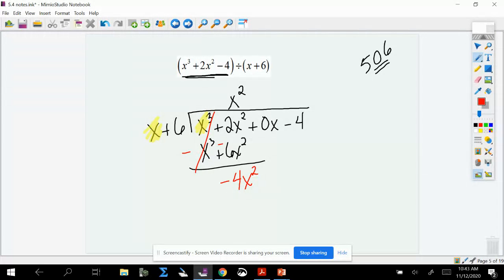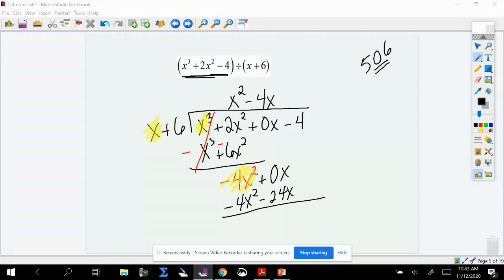Now I'm in all sorts of colors. I'm going to drop down my 0x. So now I'm trying to figure out what I multiply x by to get it to be a negative 4x squared. So that's going to be a negative 4x. Multiply negative 4x times x is negative 4x squared. Negative 4x times 6 is negative 24x.